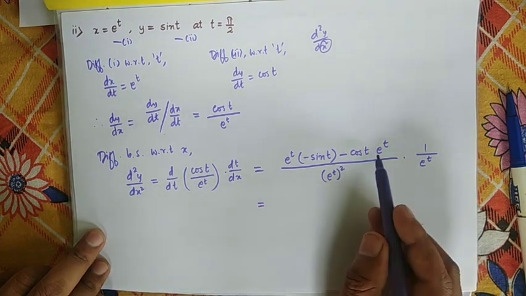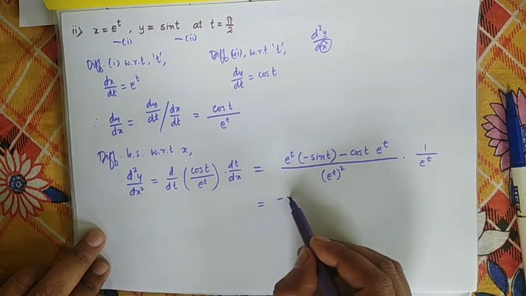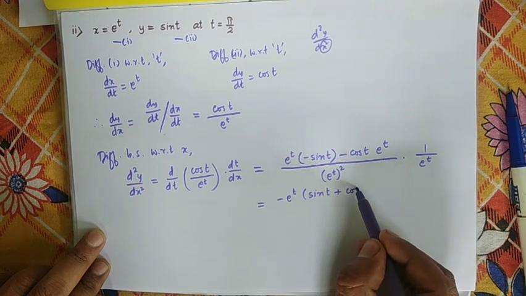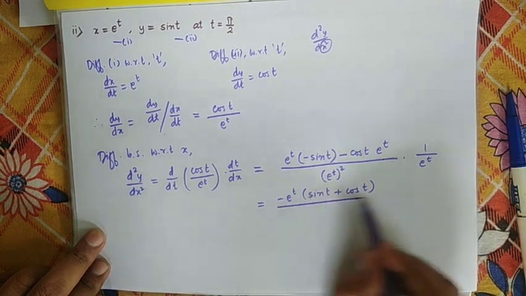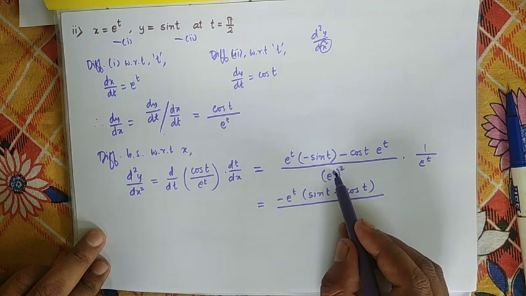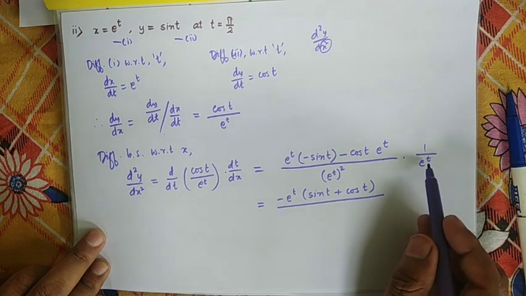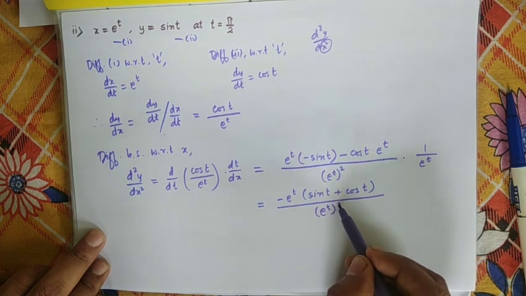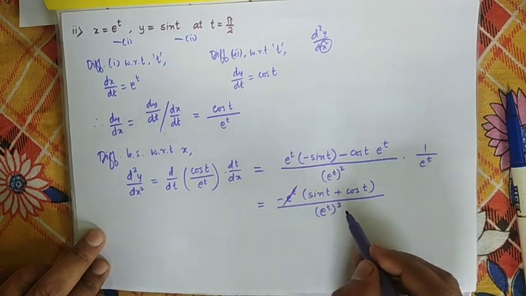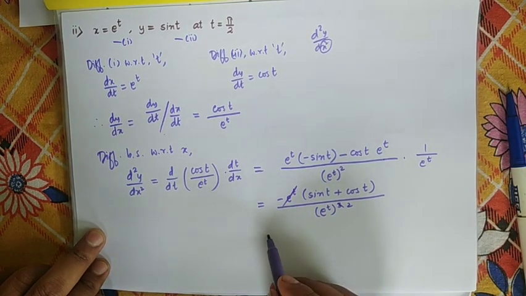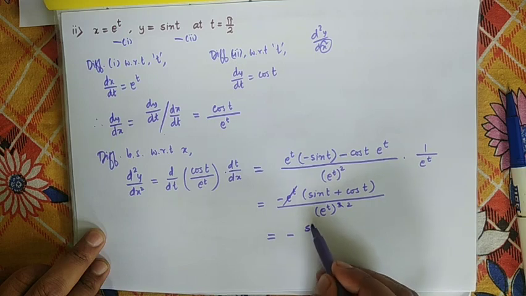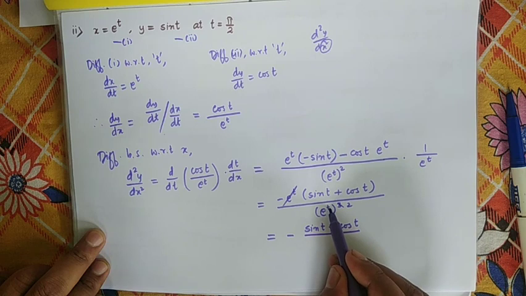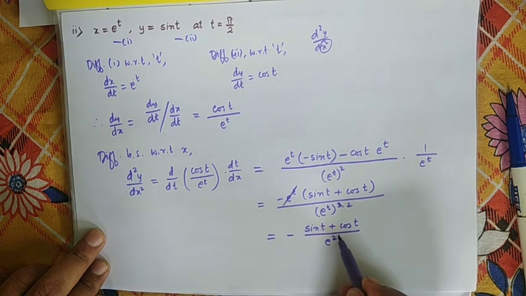Now in the numerator we can write minus e to the power t as common. If I do that, then I have sine t plus cos t here. By here we have e to the power t square, right? And including this, I will get e to the power t cube. So one of them gets cancelled, so ultimately I am getting minus sine t plus cos t by e to the power t whole square, which is e to the power 2t.